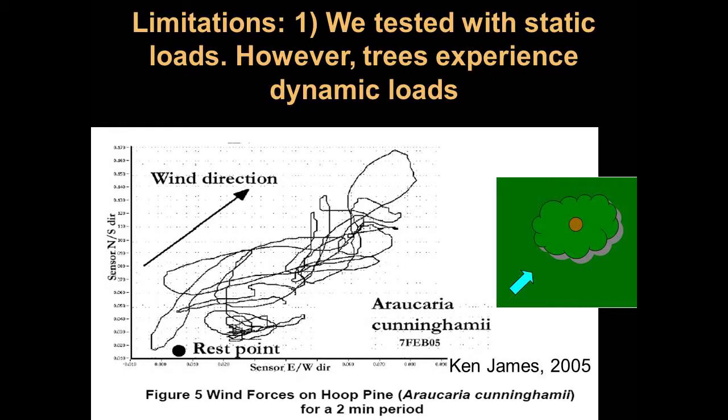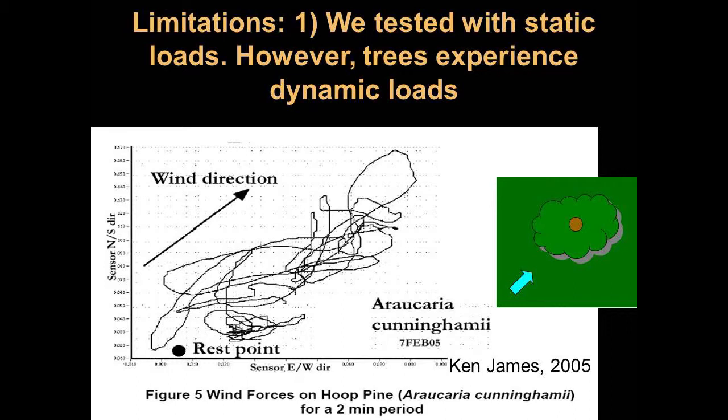Okay, so limitations to our research. We were doing a static pull. That's not how trees move in reality. So this is some research from Ken James where he put movement meters basically on the tree. And he's looking at where the trunk moves. So the trunk started here, but as the wind is blowing, it's moving in almost a random pattern. So that's how trees move. It's not back and forth. It's a random pattern like that. So we didn't take that into account, and that's a limit.